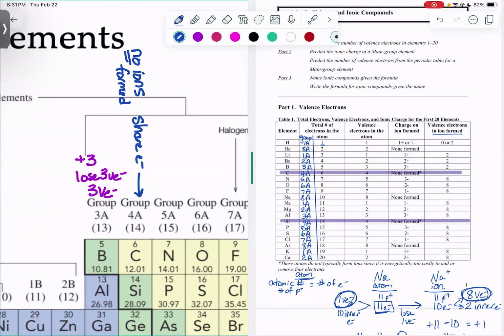Okay? It's too much energy. The only other elements that are not going to form ions are right here. See, none formed. Helium, neon, argon. What group are those in? Those are our noble gases.